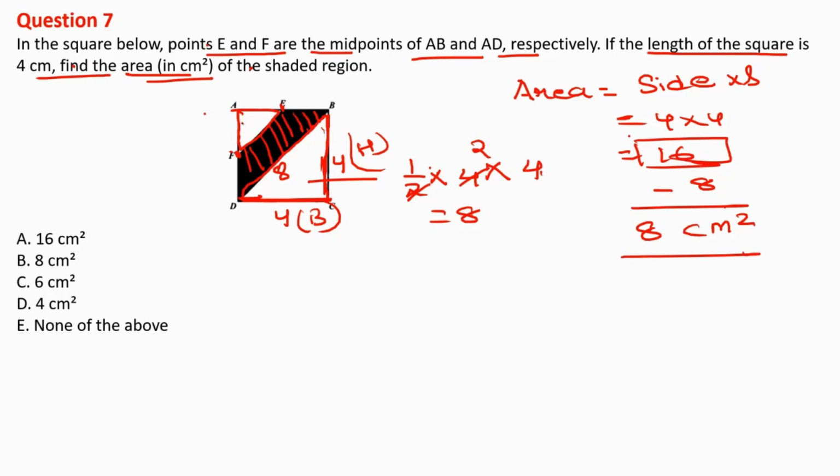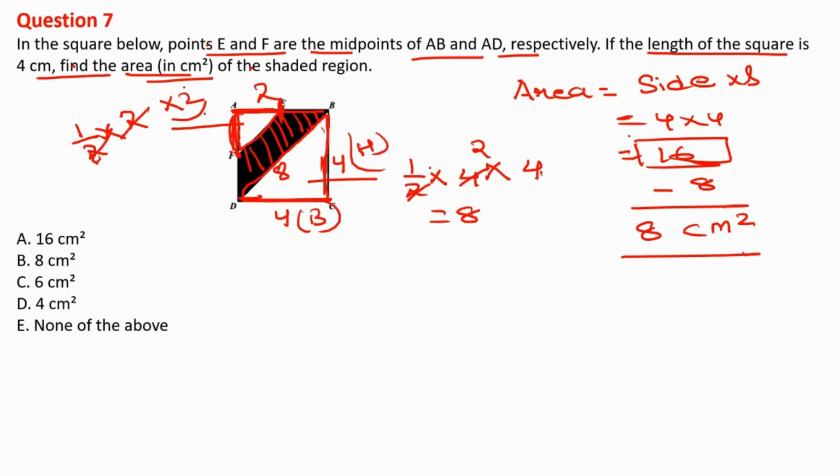Now we have to remove this part also. What's the area of this? Half into base. What's the base? The whole thing is 4. So half of it would be 2. So base is 2. Similarly, height is also 2.